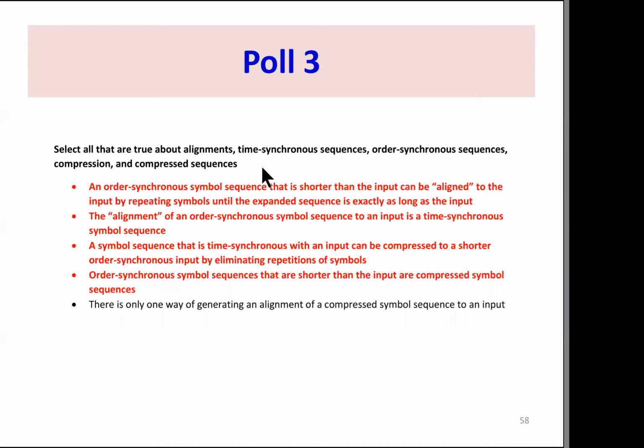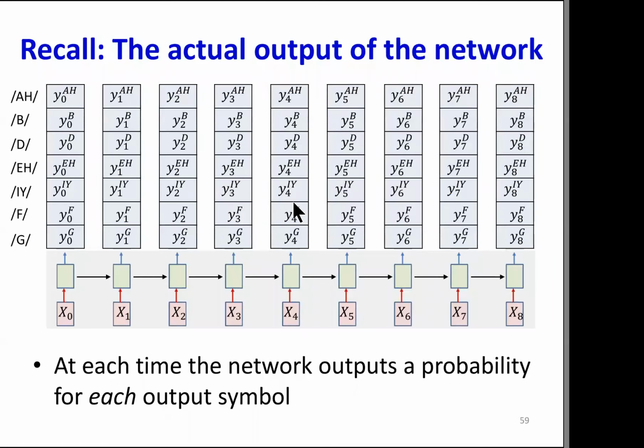Now, Rahul, that's what we're going to be talking about in the next few minutes, right? But this is clear. So now let's look at the problem mentioned. Given a model that has been currently trained and the compressed symbol sequence, how do you find the best alignment of the compressed symbol sequence to the input?